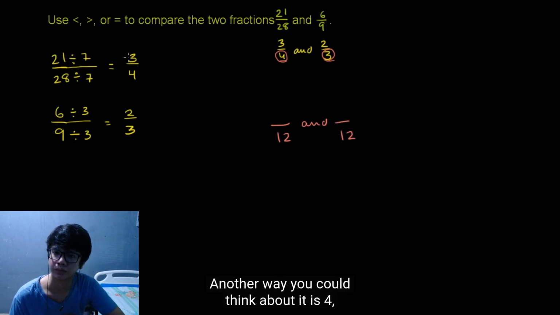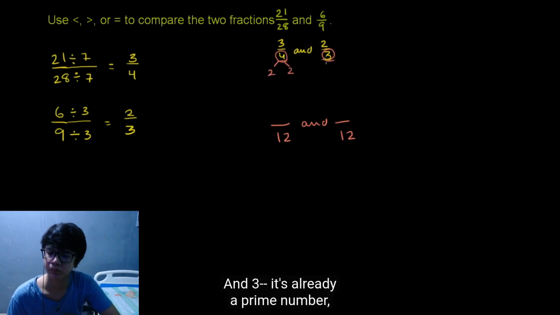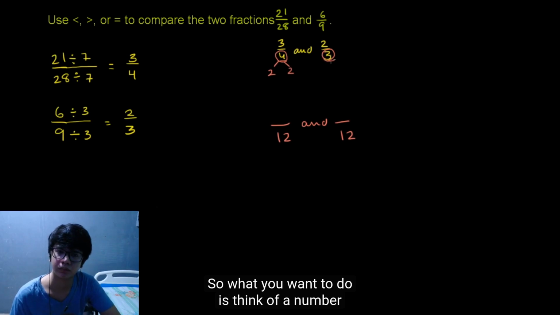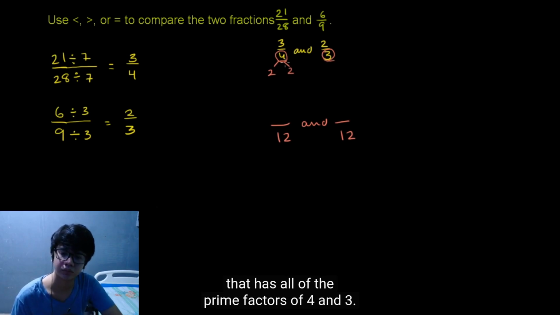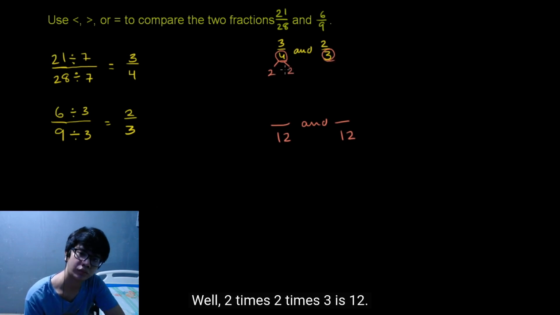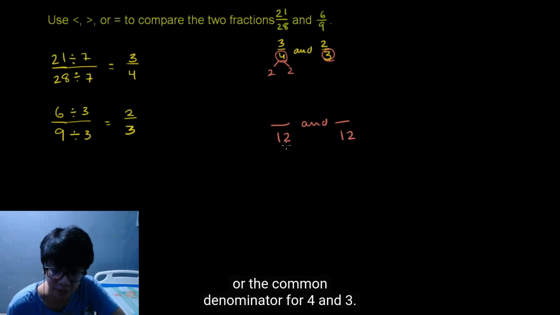Another way you could think about it is 4, if you do a prime factorization, is 2 times 2. And 3 is already a prime number, so you can't prime factorize it anymore. So what you want to do is think of a number that has all of the prime factors of 4 and 3. So it needs 1, 2, another 2, and a 3. Well, 2 times 2 times 3 is 12. Either way you think about it, that's how you get the least common multiple, or the common denominator for 4 and 3.